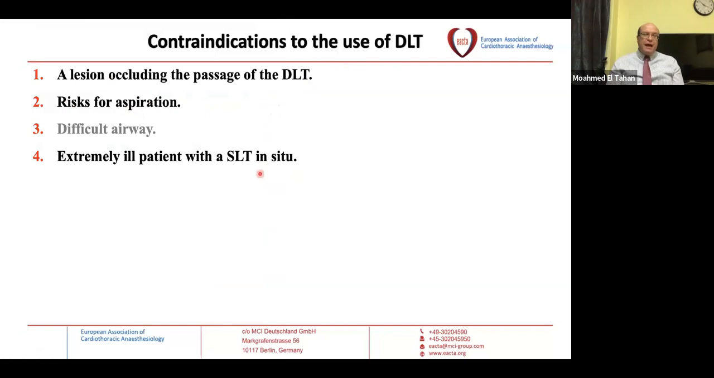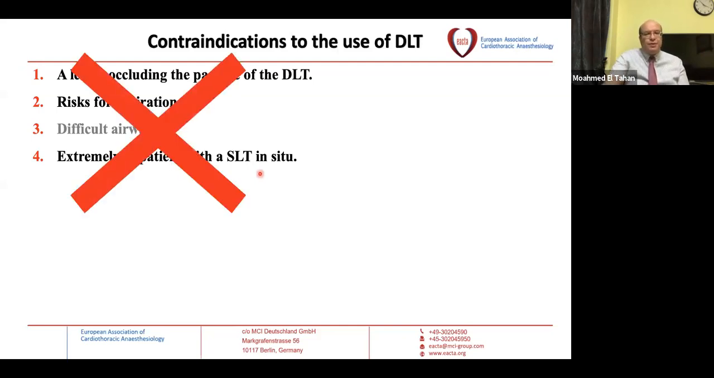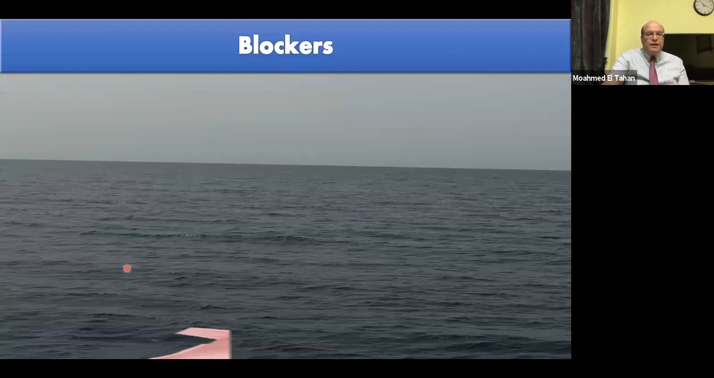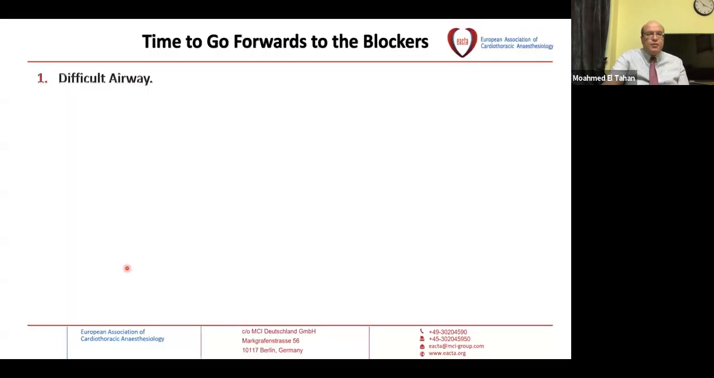However, difficult airway is not an absolute contraindication in the light of the growing era of video laryngoscopes. In extremely ill patients who are severely hypoxemic, counting on a high level of PEEP and high FiO2, particularly COVID patients undergoing emergency thoracic surgery with a single lumen tube in place, you need to just put a blocker and not exchange to a double-lumen tube. This is the indication of a blocker. Here is one of the blockers, which is an easy blocker, and we have different types of blockers.